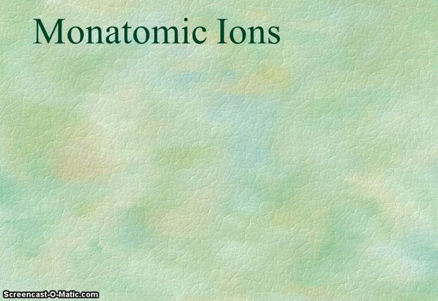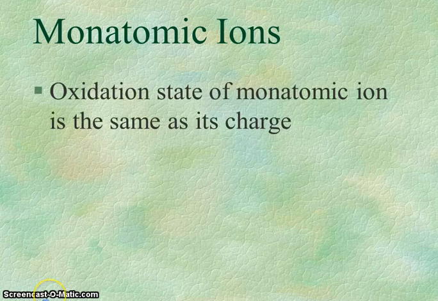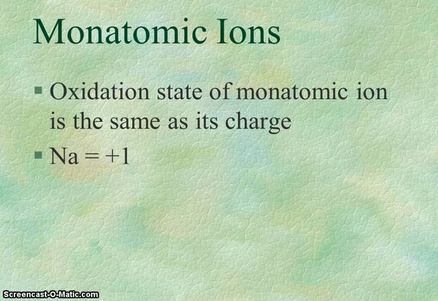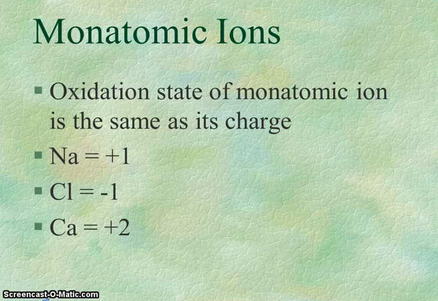Monatomic ions. Remember that the prefix mono means one, so we're looking at ions that are made of only one type of atom. And the oxidation state on monatomic ions is the same as the charge on that ion. So when we look on the periodic table, the charge on sodium in an ionic compound would be +1, so the oxidation state would be assigned as +1. Chloride is in group 7, so it has a monatomic ion charge of -1, so its oxidation state would be -1. Calcium is in group 2, or the alkaline earth metal group, which has a charge of +2, so its oxidation state would be +2.